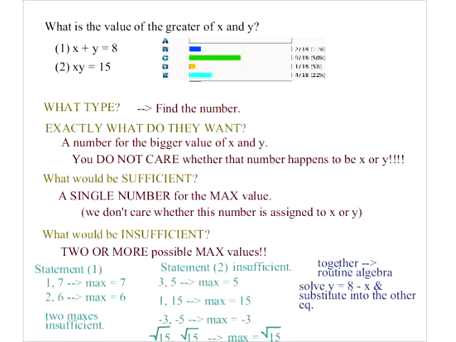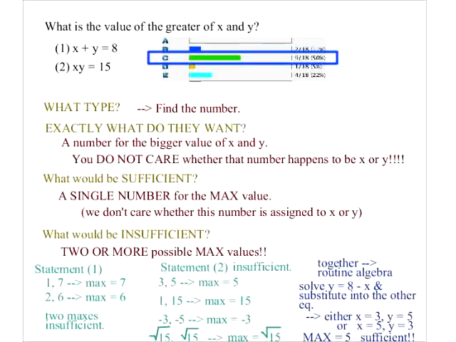If you do that, then what you wind up with is either x equals 3 and y equals 5, or you get y equals 3 and x equals 5. So either way, the max of these 2 values is 5, so that's sufficient. Because again, we don't know whether that max happens to be x or y, but we don't care. It's 5 in both cases, and that's a hard number, so we're happy. So this is C.